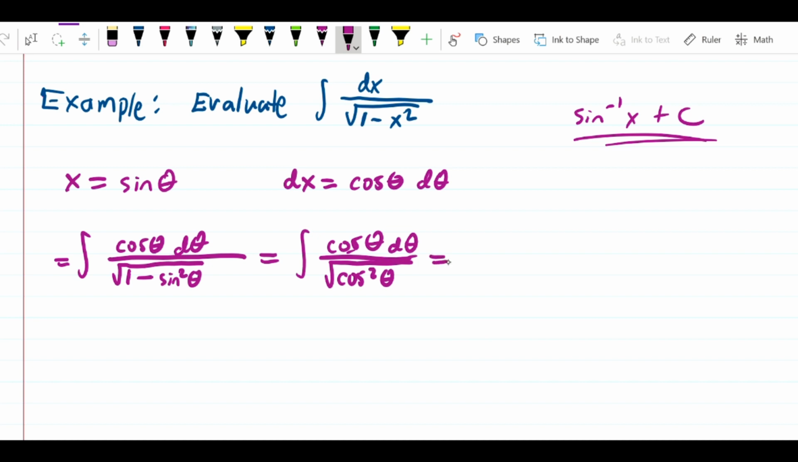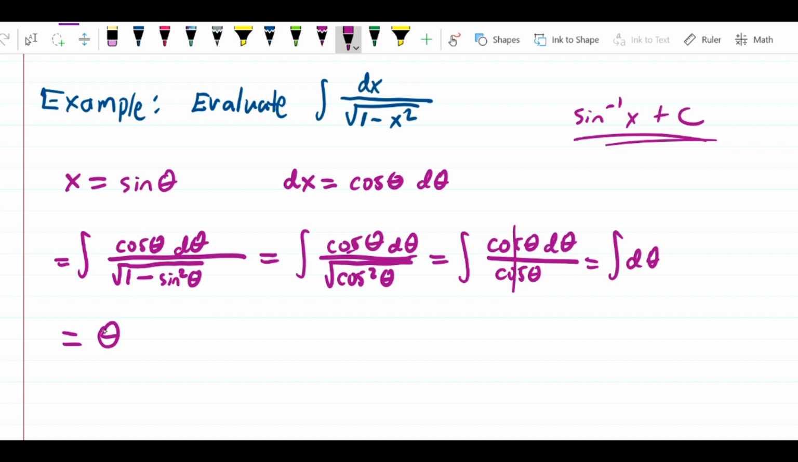So here, we'll simplify on the bottom. We now have cosine theta d theta on top, and the square root of cosine squared is just cosine of theta. Now we cancel these, and we get the integral of d theta, and the integral of d theta is just theta.